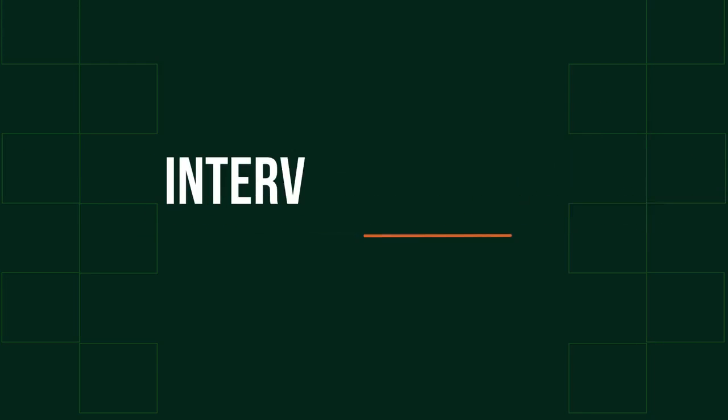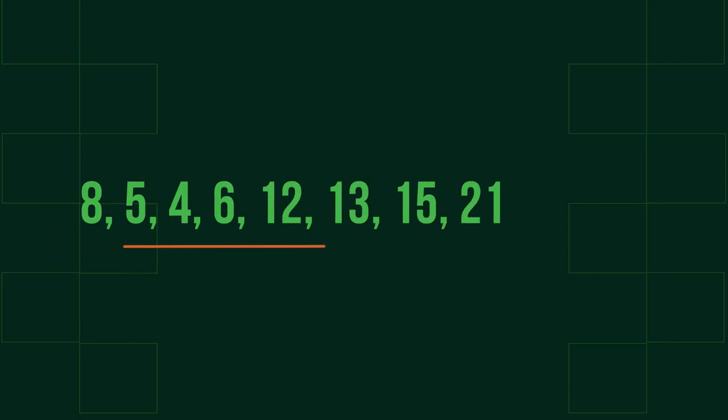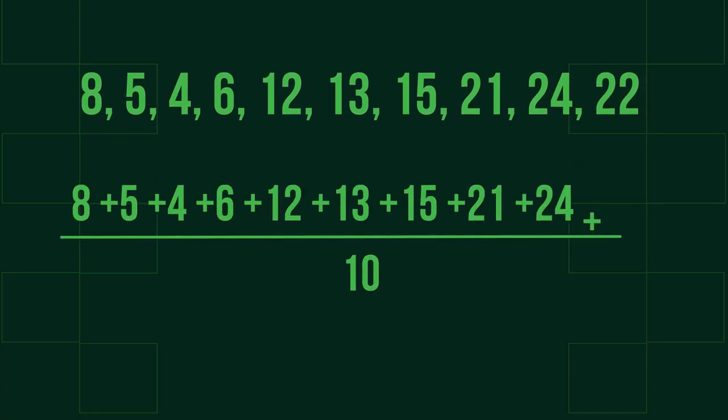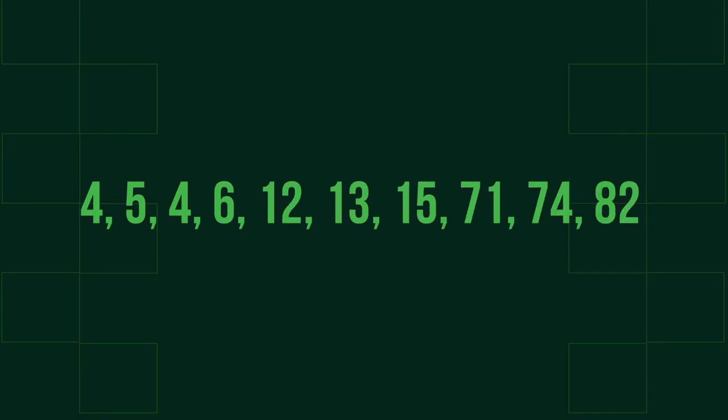Now, if we have an interval variable, we have a possibility of calculating it, so the most credible average here is the mean. Let's imagine in the previous questionnaire we asked for an exact age and got the following results. So our mean here is 13. But the mean has one bug. It's too sensitive to the outliers.